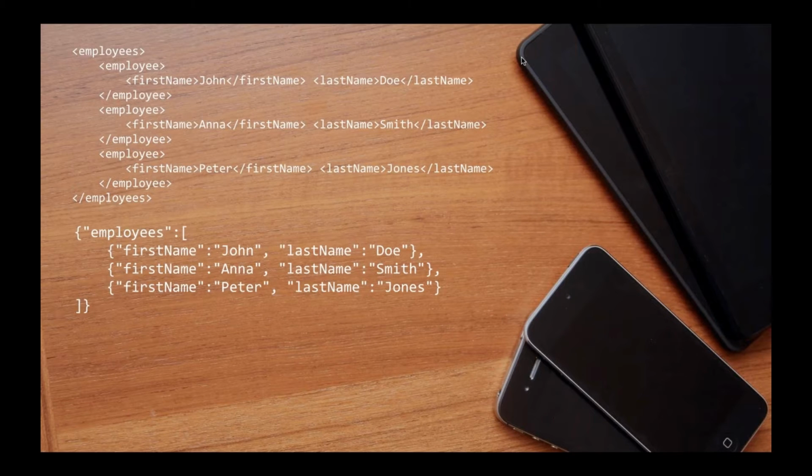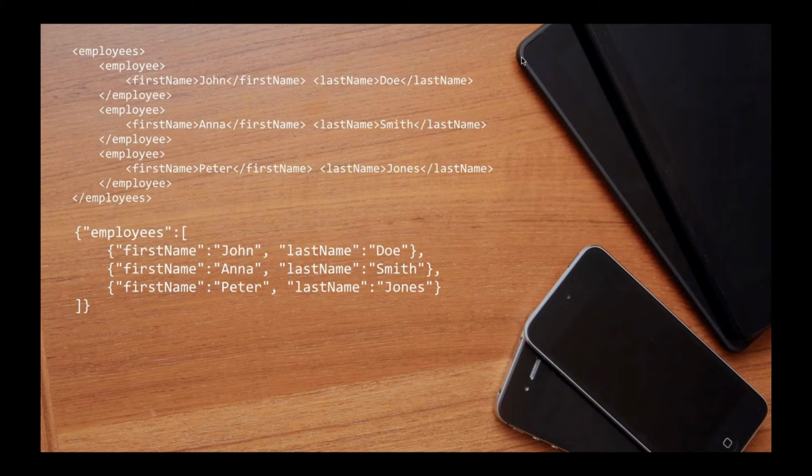In this case, we have a set of employees. So we have essentially an array or a list of employees, and that array contains their first name and last name. As you can see, it's a little tough to read on the top portion, but by looking at the JSON, it becomes much easier.